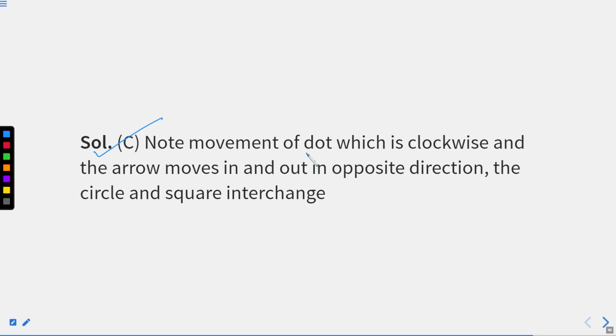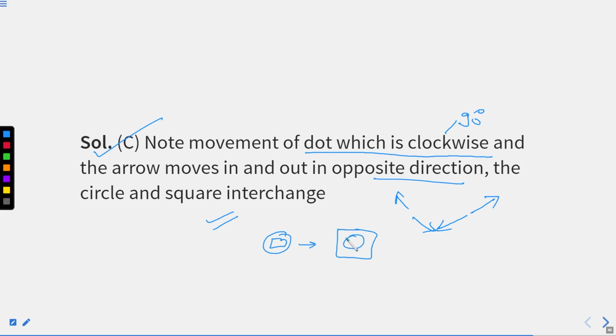Note the movement of the dot, which is clockwise, as I mentioned, by how much? 90 degrees, right? And the arrow is moving in and out in position direction, right? First it is in this direction, then it will be in this direction. Again it is in this direction, then it will appear in this direction, right? So the circle and square will interchange their position. When the circle is out, the square is in, then it becomes square out, circle in. This is the procedure that we are following in this question. I hope this question is also clear, right?